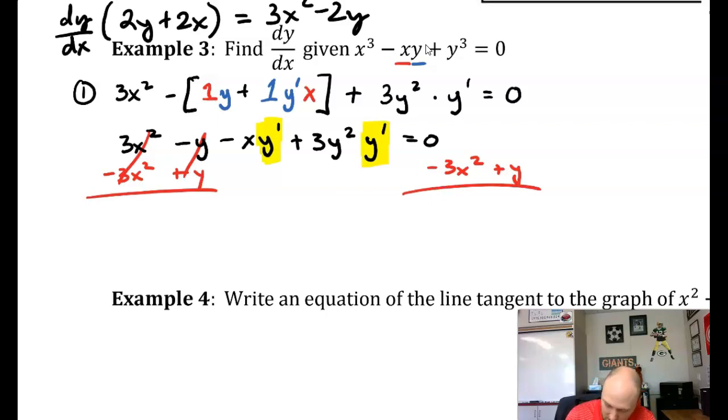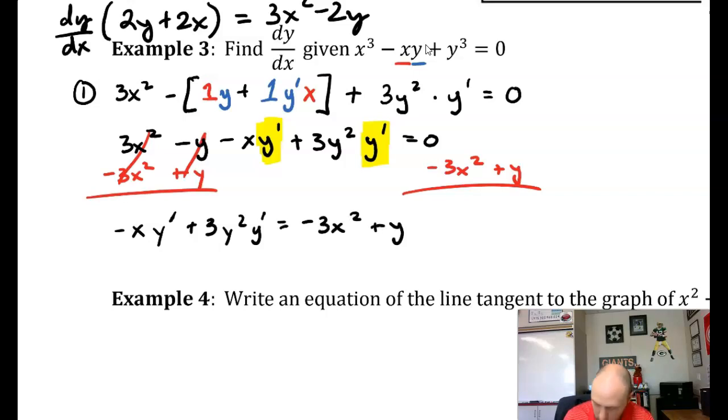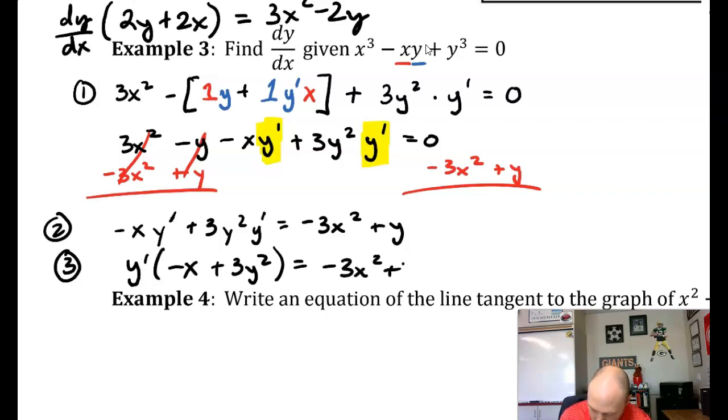And we get negative x y prime plus 3y squared y prime is equal to negative 3x squared plus y. Okay, now I'm going to factor out. That was step 2. Step 3, I'm going to pull out all the y primes. So y prime times negative x plus 3y squared is equal to negative 3x squared plus y. And now I'm going to divide both sides by negative x plus 3y squared in order to isolate my y prime.